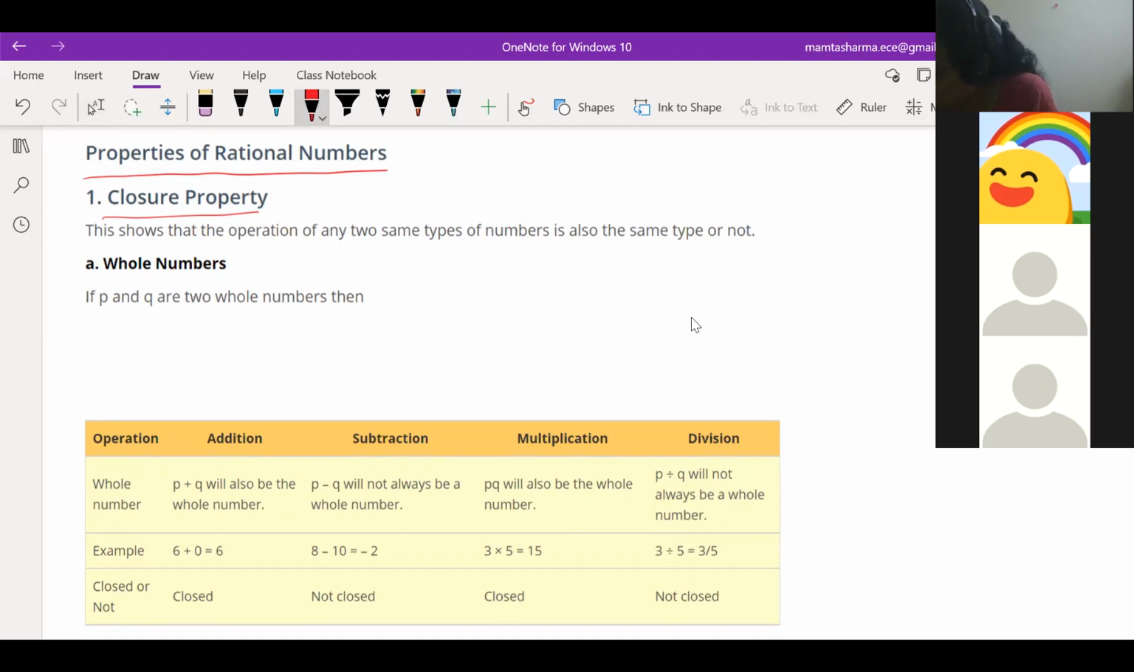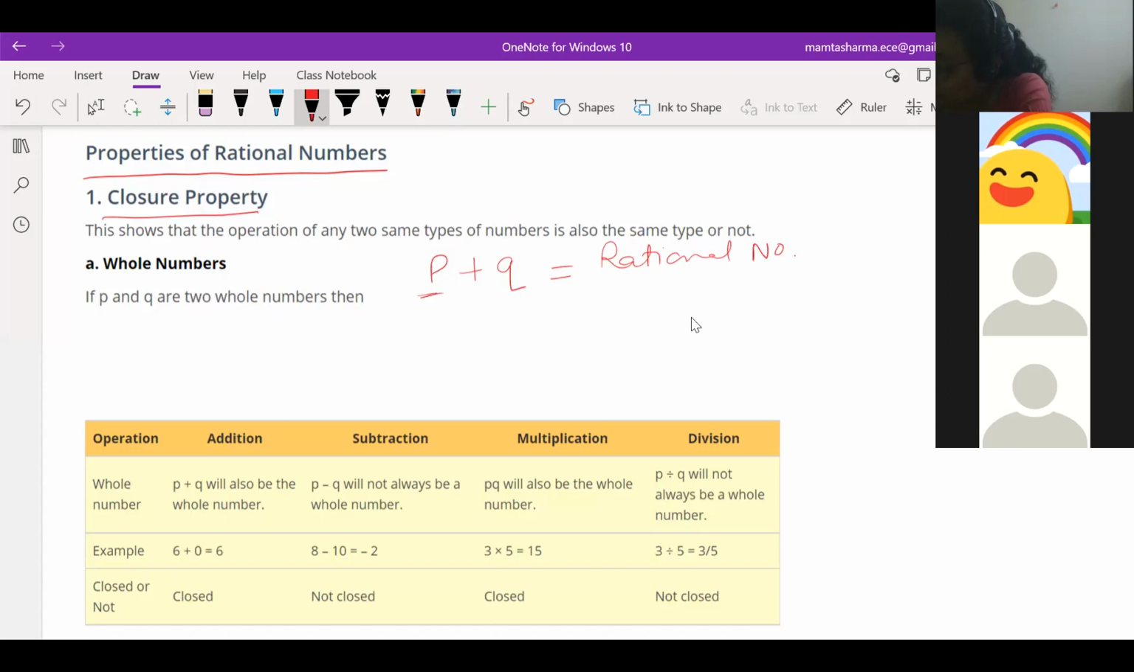Suppose I am taking two rational numbers p and q and I am adding p and q. The result would be a rational number only. Okay, p and q are rational numbers, not integers. Don't confuse p and q; p and q are rational numbers.